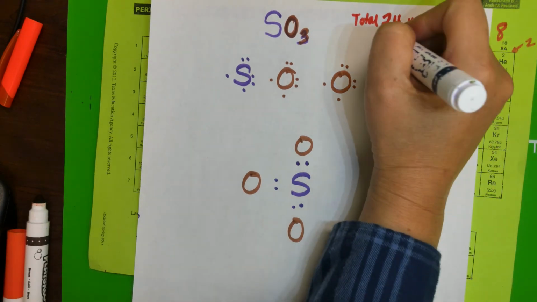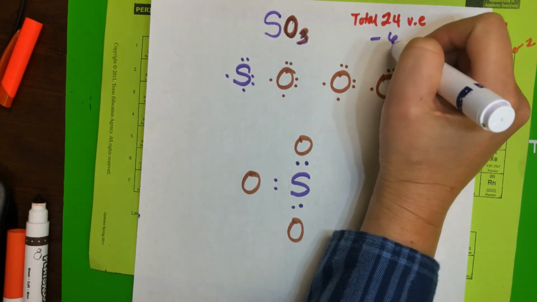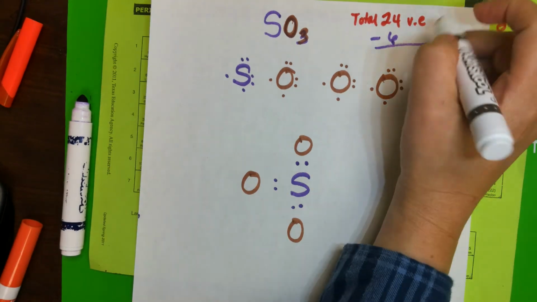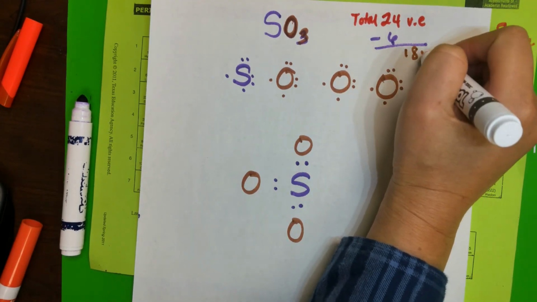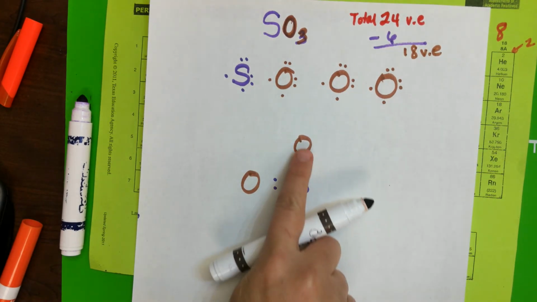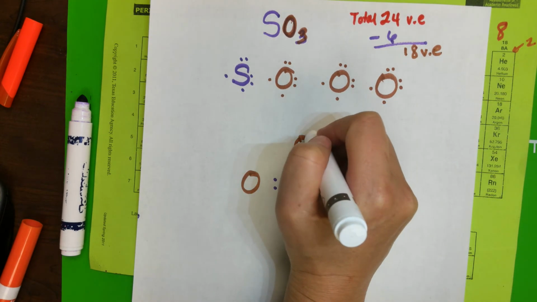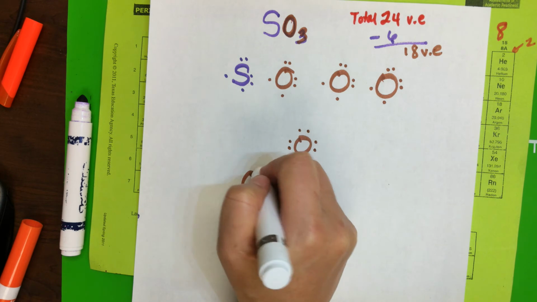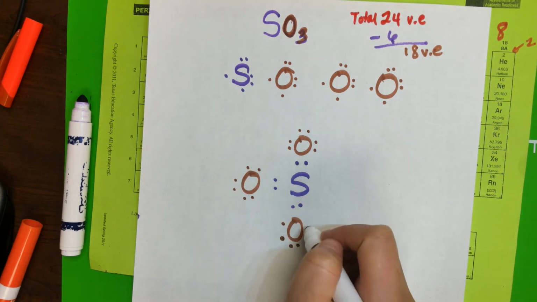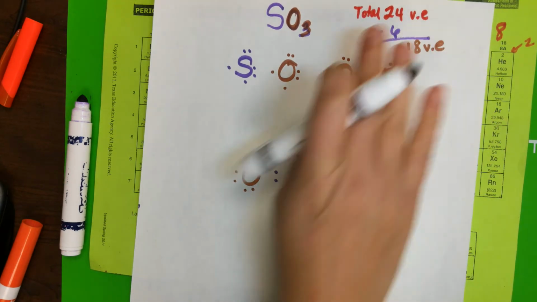So minus 6. Now you've used 6 of the 24. So 24 minus 6, now you have 18 valence electrons to work with. If you really think about it, it's really just around the oxygen. So it will be 1, 2, 3, 4, 5, 6, 7, 8, 9, 10, 11, 12, 13, 14, 15, 16, 17, and 18. So there, all your 24 valence electrons are there.